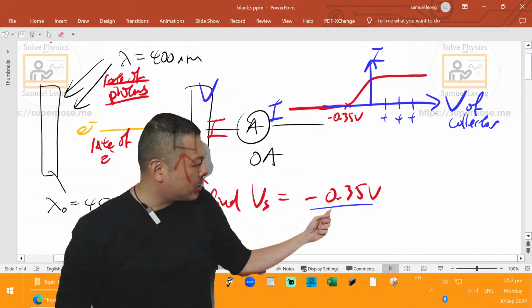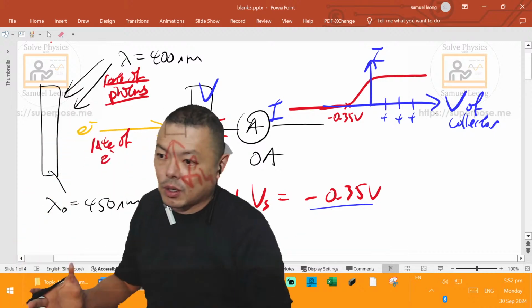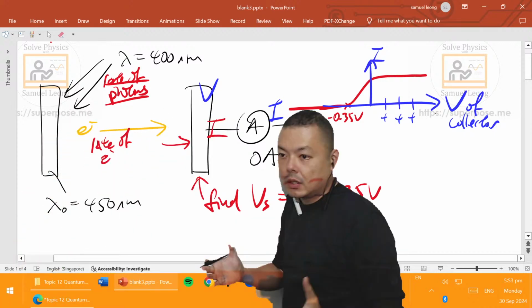Question: how can I change the stopping potential? Right now, the stopping potential is 0.35. How do I change the stopping potential? What can I do to change it?